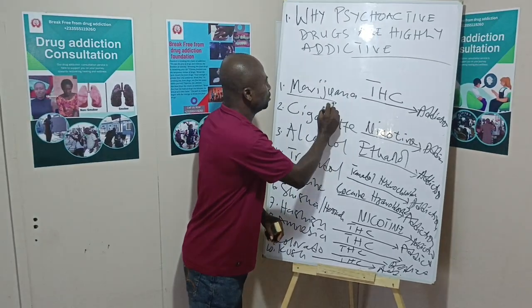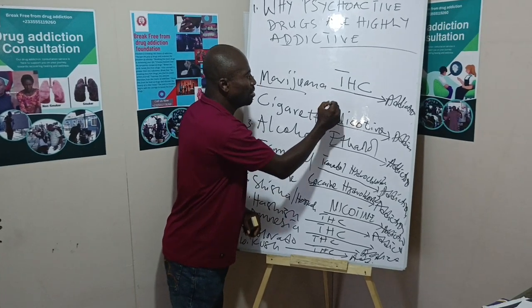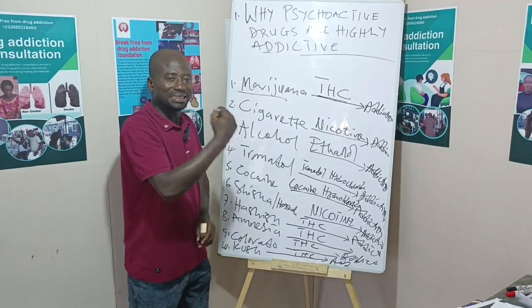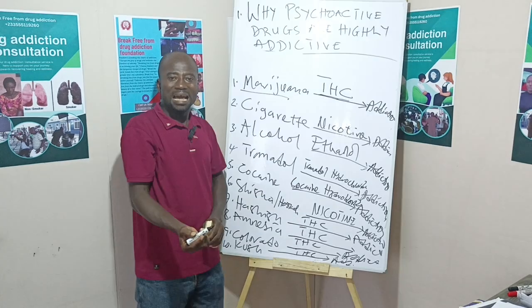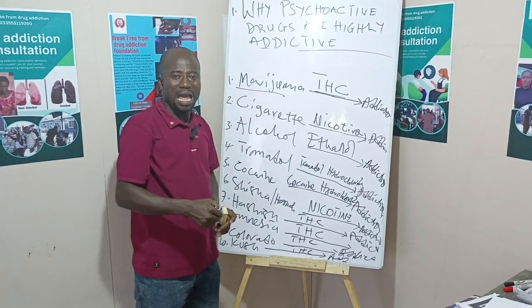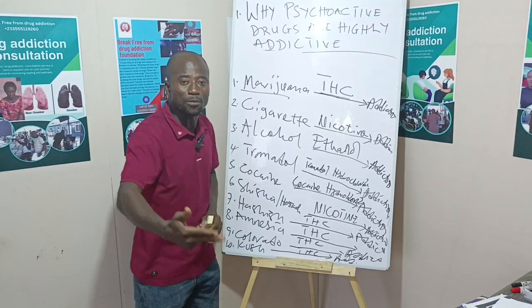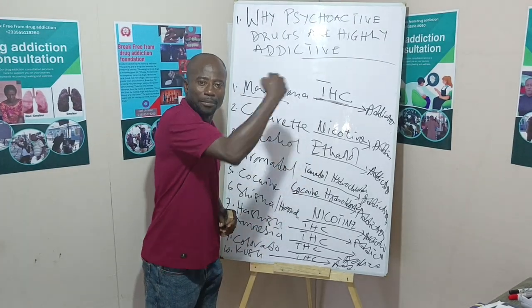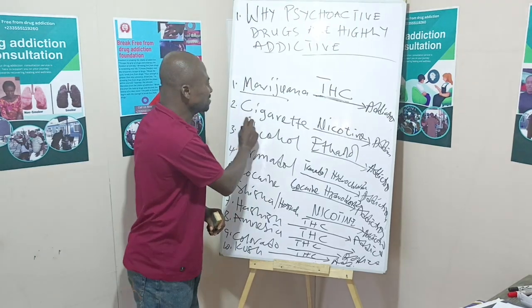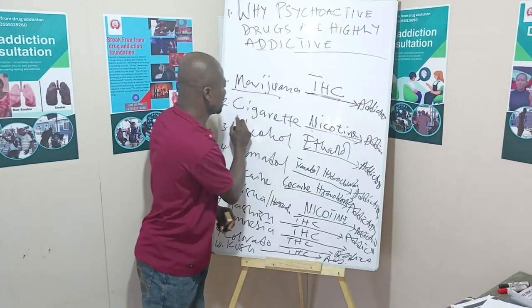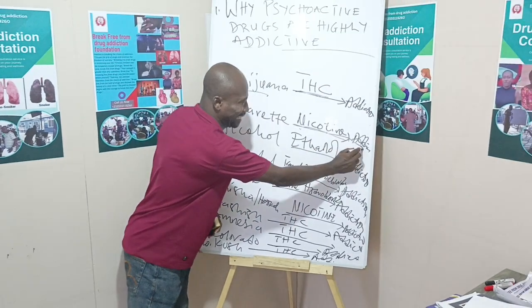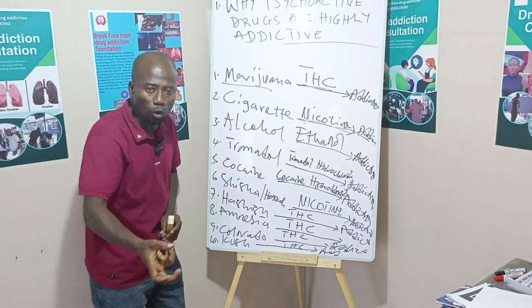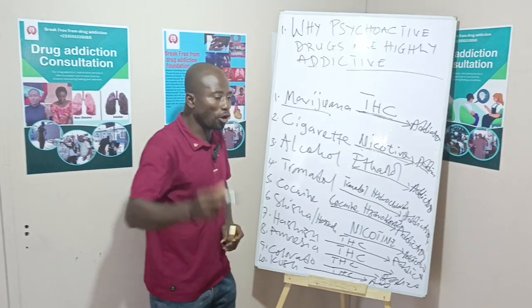So when we take marijuana, the addictive property in marijuana is what is called THC, that is delta-9-tetrahydrocannabinol. It is an addictive element found in marijuana. So when you start smoking marijuana, with time you become addicted because of the THC, the tetrahydrocannabinol in the marijuana. When we take cigarettes, we have nicotine. You see cigarette here, the nicotine is here, it leads to addiction. What it means is that when you take a cigarette, it contains an addictive element called nicotine, and it hijacks your brain for you to become addicted to it.